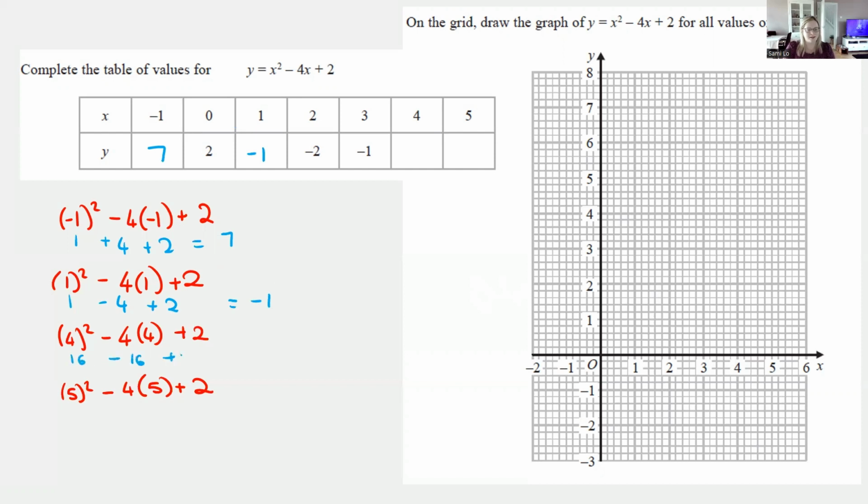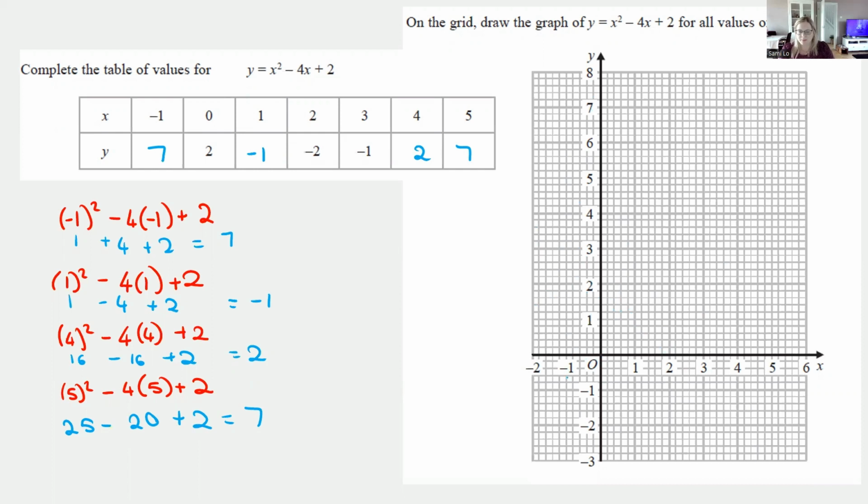-16 plus 2 gives me 2. And the last one, 25 minus 20 plus 2 gives me 5, and 2 is 7. And write the last two ones in. This is the bit I hate now, so I'm going to try and plot it on this graph, and it's not exactly the nicest, is it?